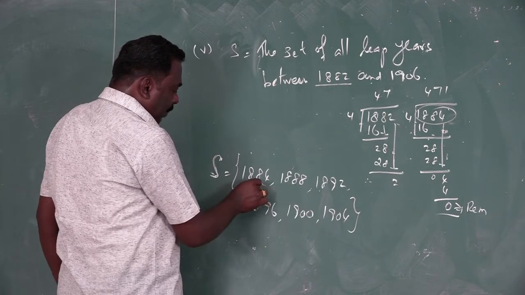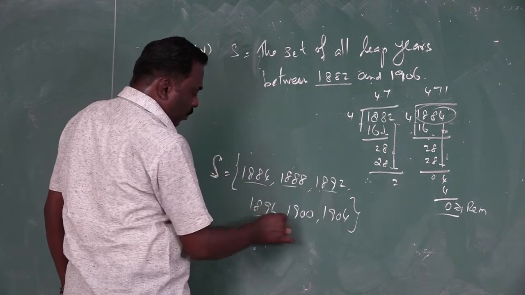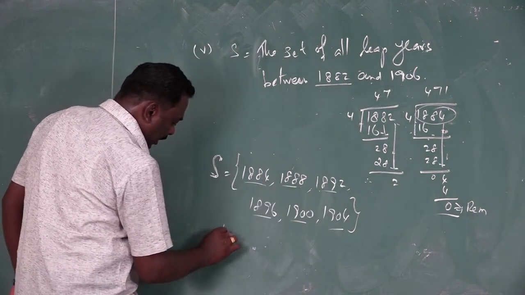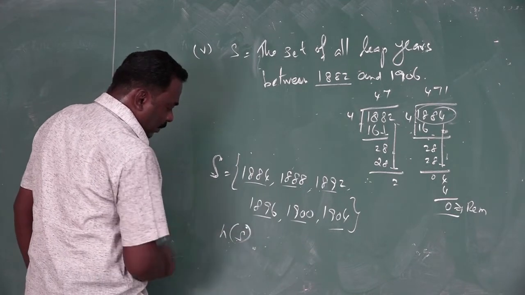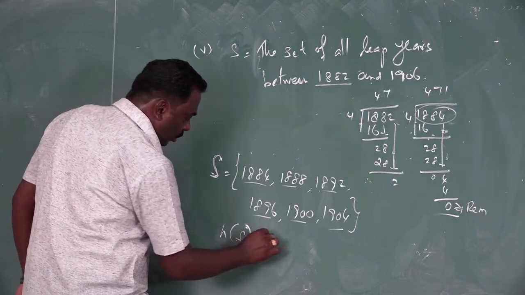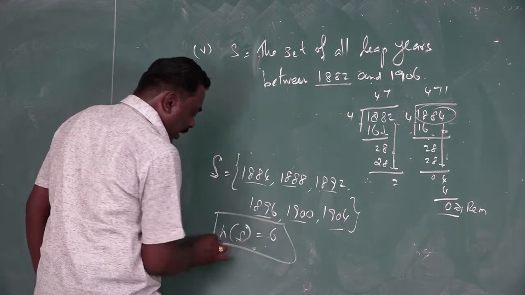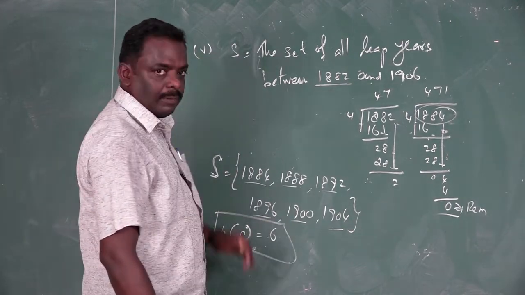The number of leap years is 1, 2, 3, 4, 5, 6. Therefore, the set of all elements, the number of elements in set S is equal to 6. Therefore, the cardinal number of the set S is equal to 6.